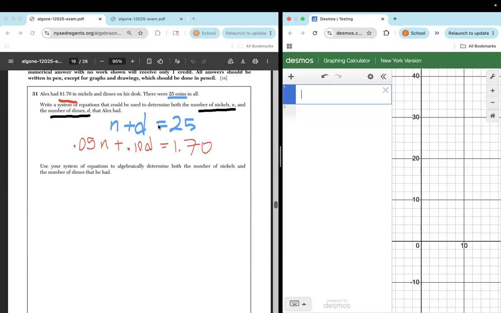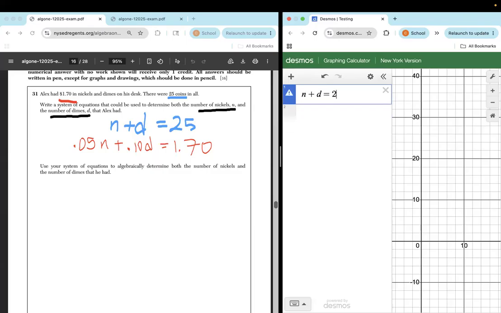Now, it does say to determine algebraically. That means solve for n and solve for d. For these questions, you should find the solution first on Desmos and write it down because that's already going to give you a point, even if you don't show any work. So let's do that. Let's graph our equations and see where they cross, and that will be the solution.